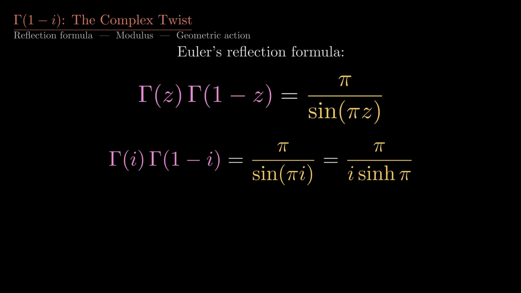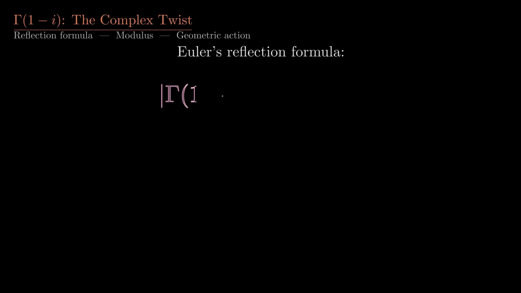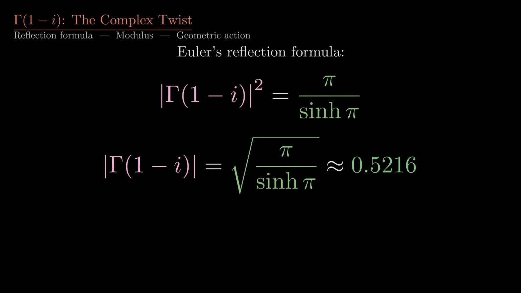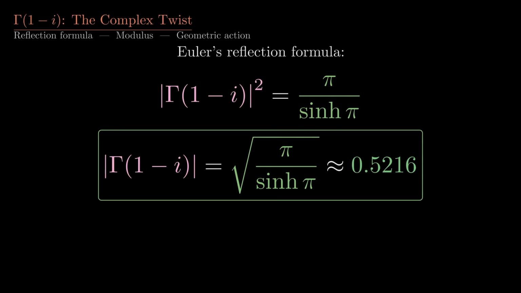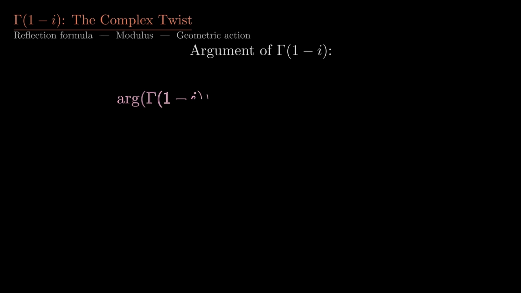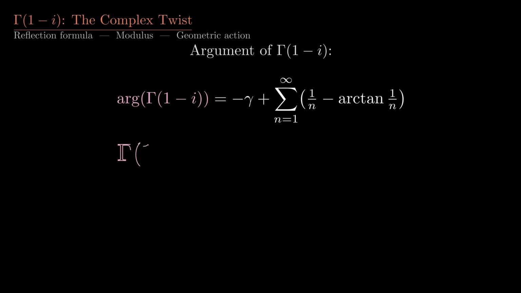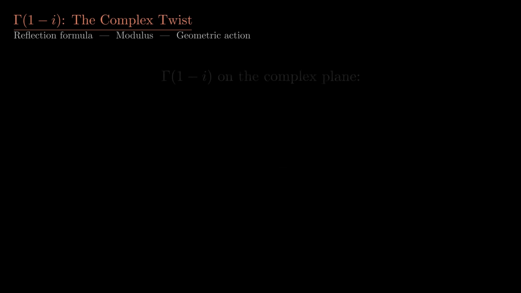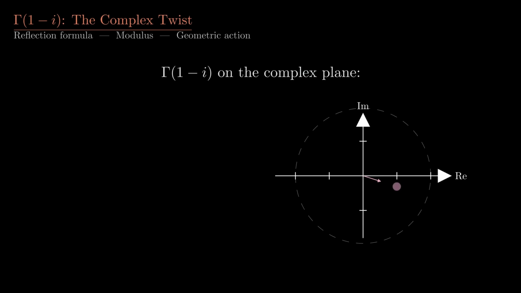We find the modulus of gamma of 1 minus I is exactly the square root of pi over hyperbolic sine of pi, which evaluates to about 0.52. But this is a complex number, which means it also has an angle. Calculating its mathematical argument gives us roughly negative 17.3 degrees. If we plot this on the complex plane, we get a precise vector pointing into the fourth quadrant.